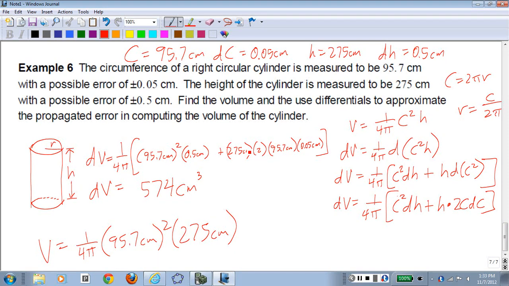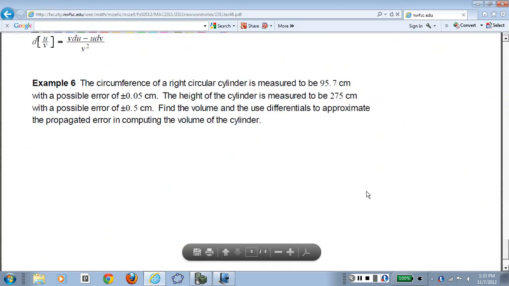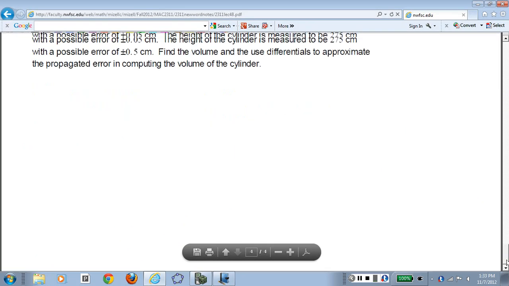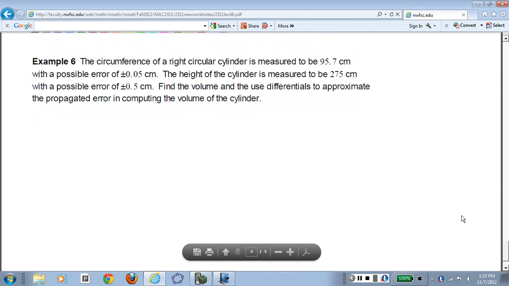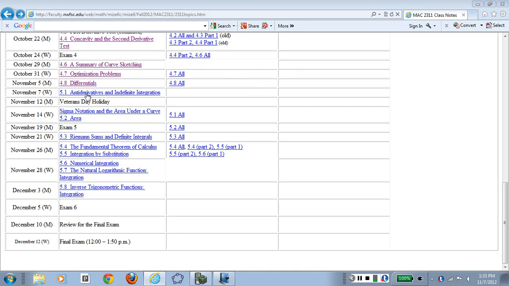All right. Let's say a little bit about 5.1, and find the value. Yeah, that question there says "and use differentials." I think it was supposed to be "and then use differentials" to approximate the propagated error in the computed volume. I'll fix it someday, maybe.